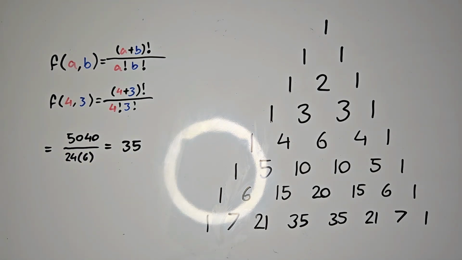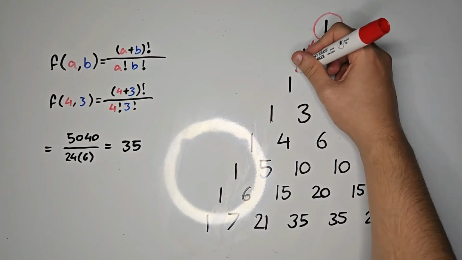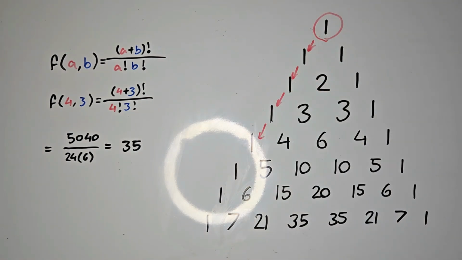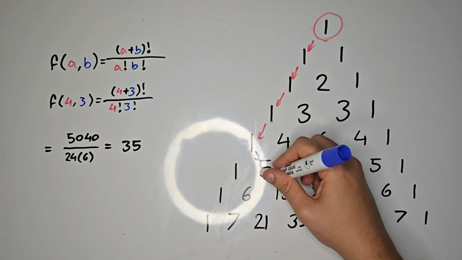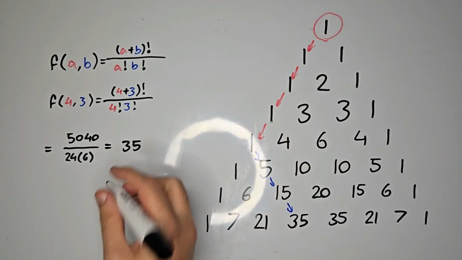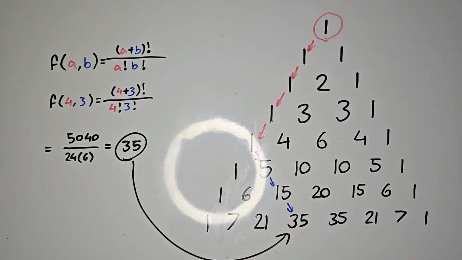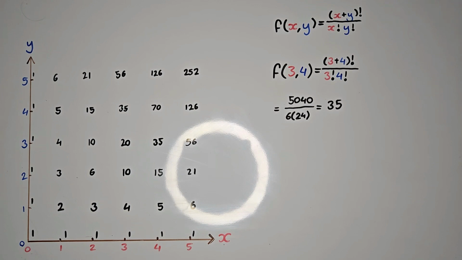Now, from here we can see that if we start from the top one and then go down into the left 4 steps and then down into the right 3 steps, we reach 35, which is equal to f of 4, 3. And in general, going down into the left A steps and down into the right B steps gives us f of A, B. Now here I've mapped Pascal's triangle onto the Cartesian coordinates, with the top one at the origin and the other ones along the positive x and y axes.